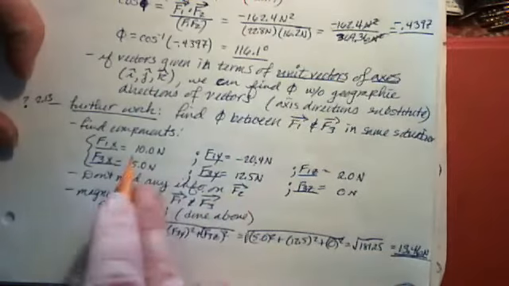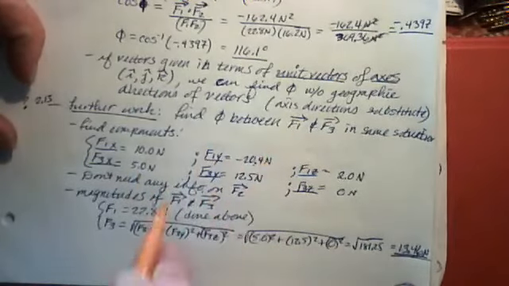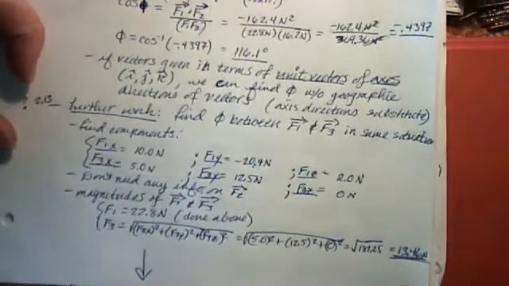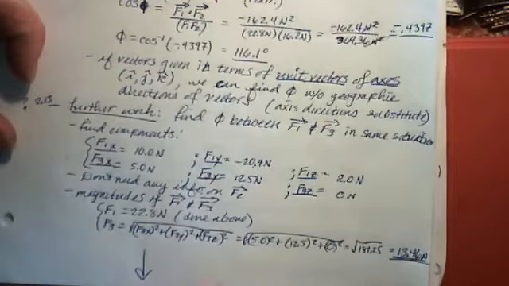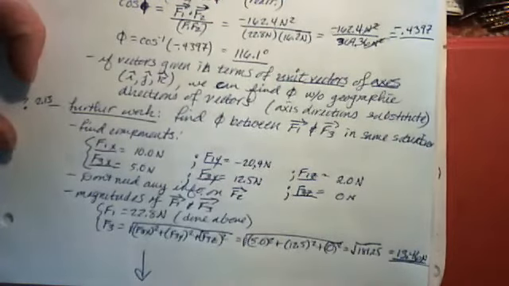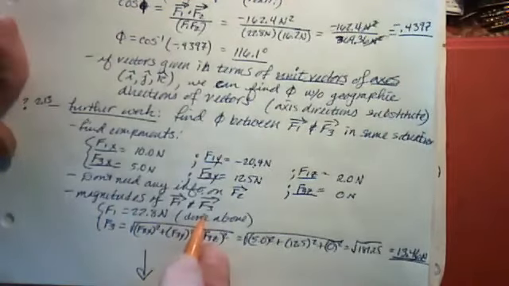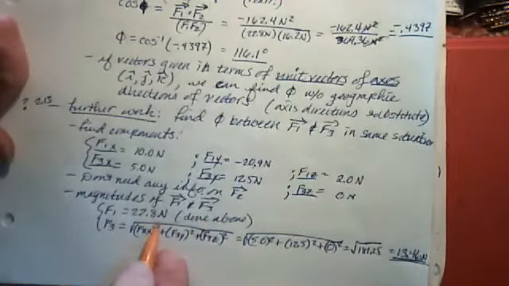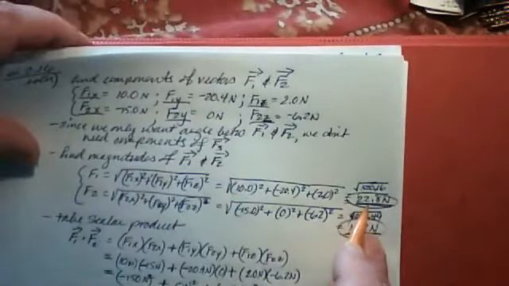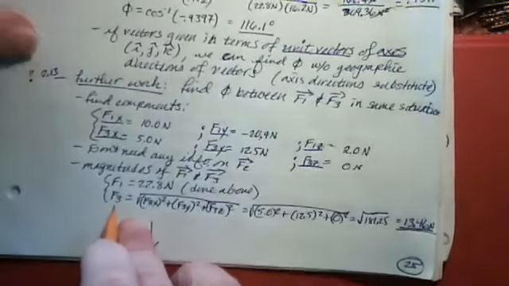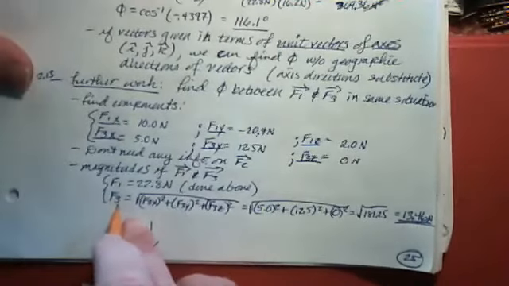Because we're only going for the angle between F1 and F3, we don't need any info about F2. Because we're only concerned about those two vectors, we don't need anything about the other one. So the magnitudes of these two vectors: we already found the magnitude of F1 up here, where it came out to be 22.8 newtons. And so we don't have to do that again. But you could, if you want practice.